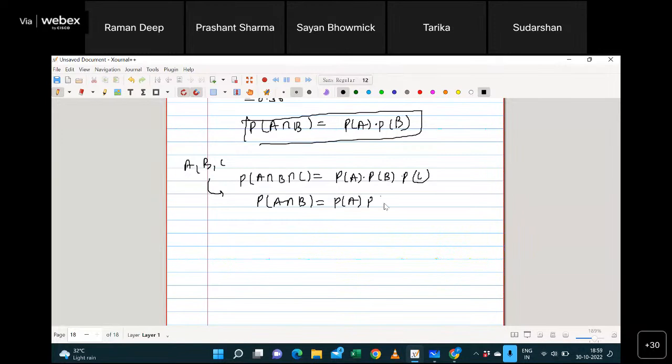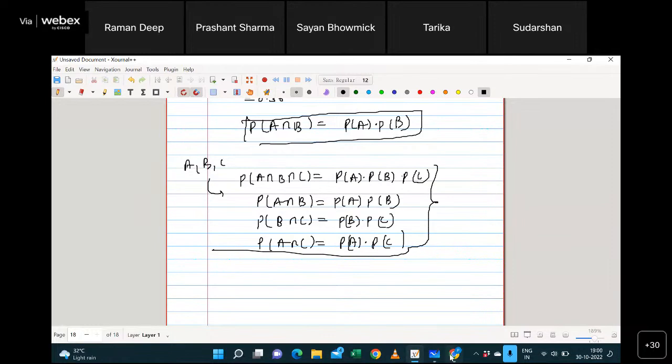So it will be B intersection C, correct? And C intersection A or A intersection C, both are the same. If all these four are happening, then these three.